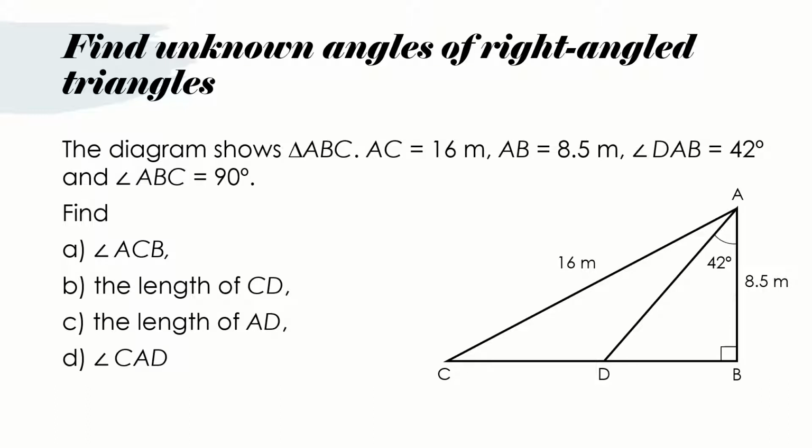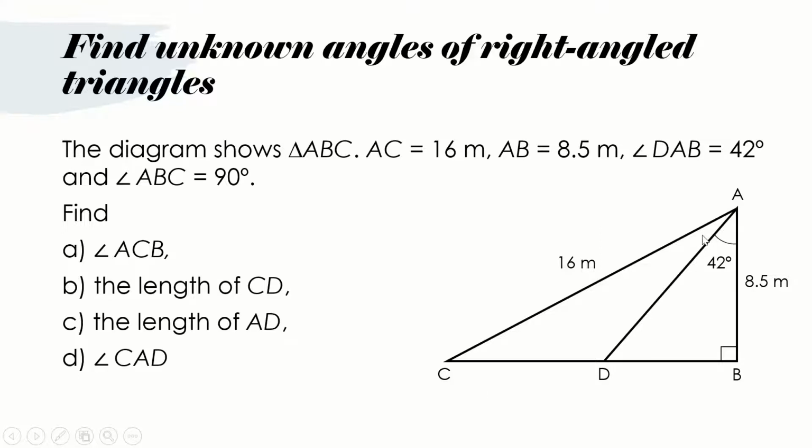Alright, next. Diagram shows the triangle ABC. AC equals to 16 meters. AB will be equals to 8.5 meters. Angle DAB will be 42 degree and angle ABC will be a 90 degree right angle. So you gotta find part A, find angle ACB, which is here. Part B will be length of CD. Part C will be length of AD. And part D will be angle CAD.